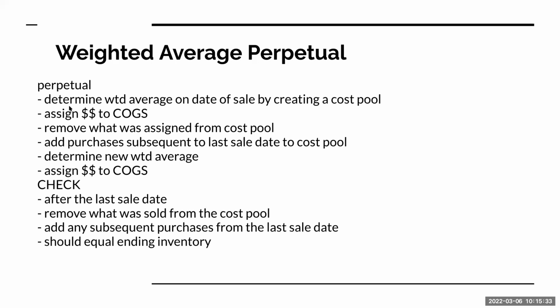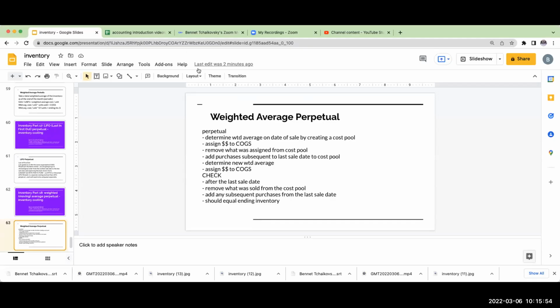So what I'm going to have to do is determine the weighted average on the date of sale by creating a cost pool. I'm going to assign the dollars to cost of goods sold, remove what was assigned from the cost pool in the step above, add new purchases, and determine a new weighted average. We're going to assign dollars to cost of goods sold, and then check our work. So let's go through and do it.